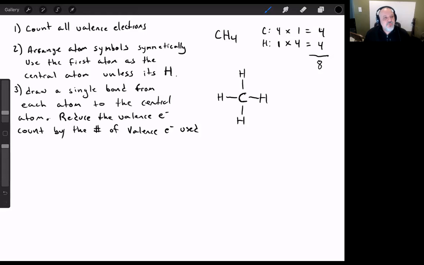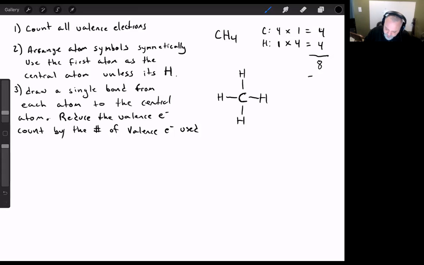But each line represents a bond, and each bond contains electrons. How many electrons are in a bond? Do you remember this from 6th grade? Anybody? Each bond represents 2 electrons. So I drew 4 bonds. 4 times 2 is 8.